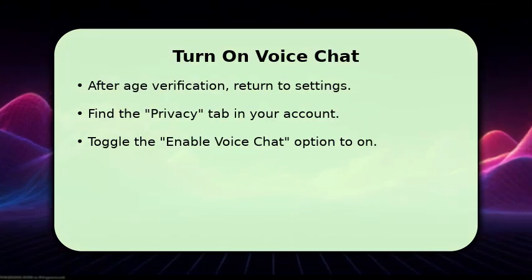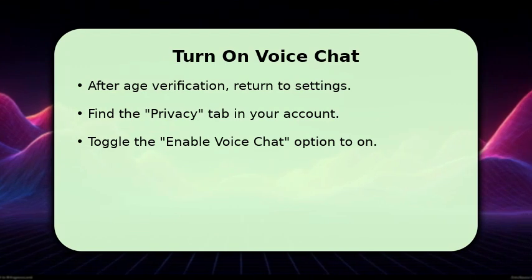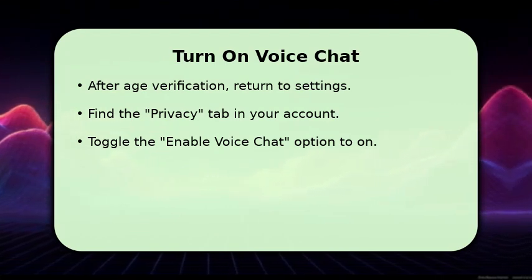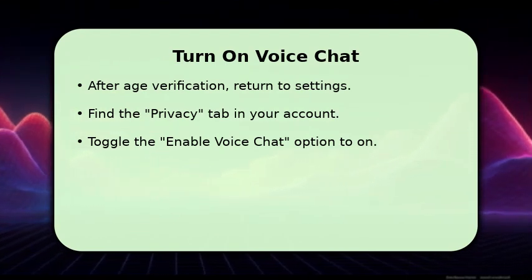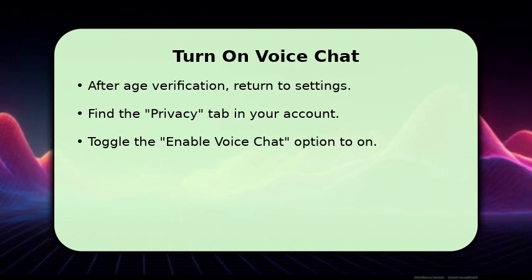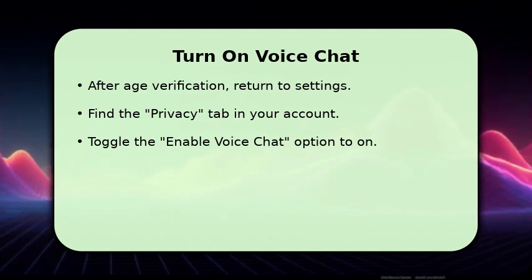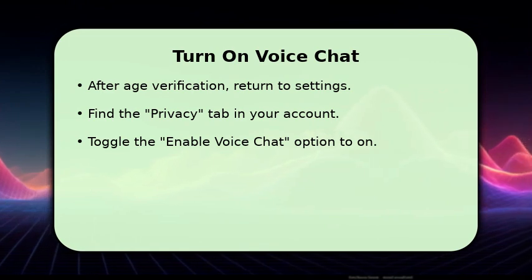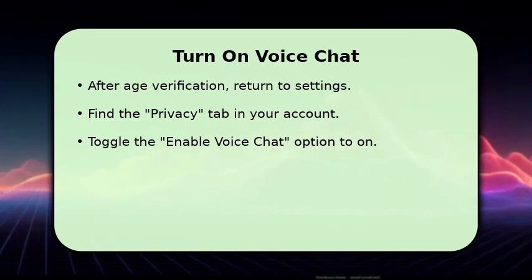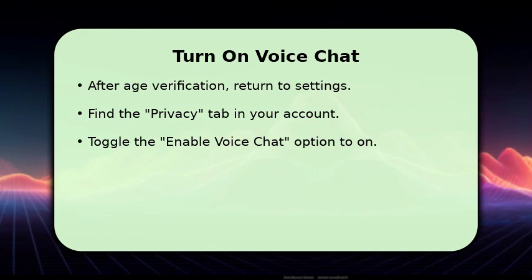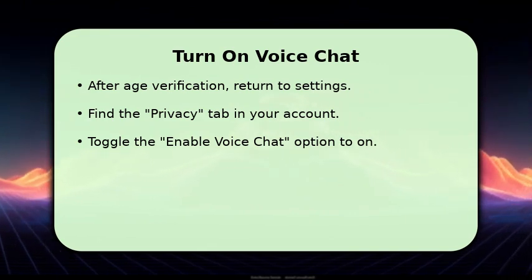After your age verification is successful, head back to your account settings. This time, navigate to the Privacy tab. Within the Privacy settings, you will find a toggle switch labeled Enable Voice Chat. Simply tap this switch to turn it on. You're almost there. Just one more step to enjoy spatial voice.